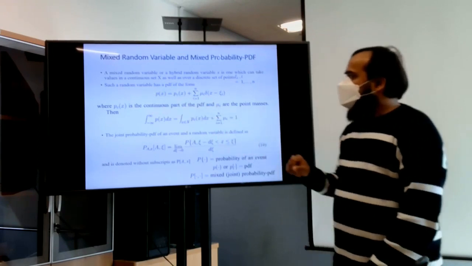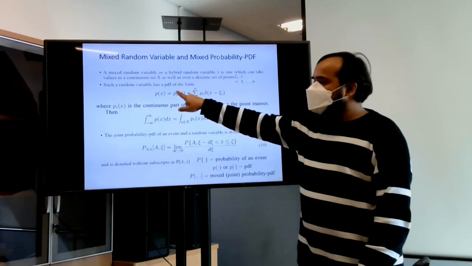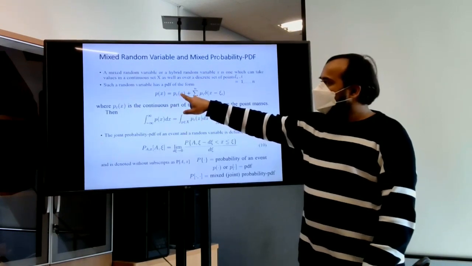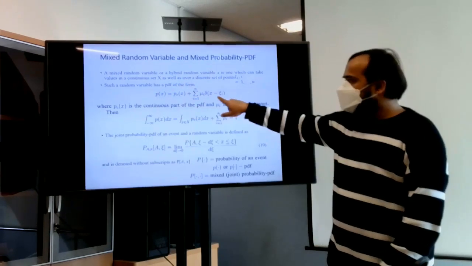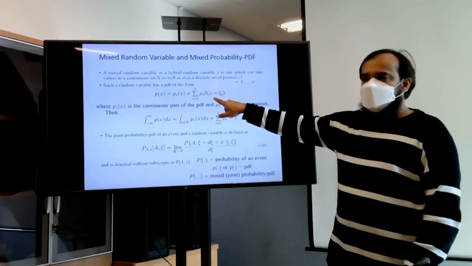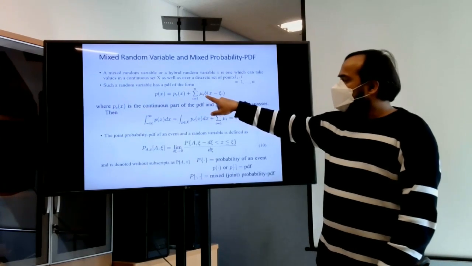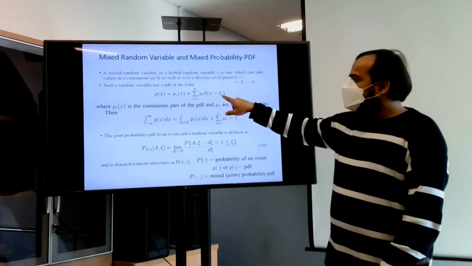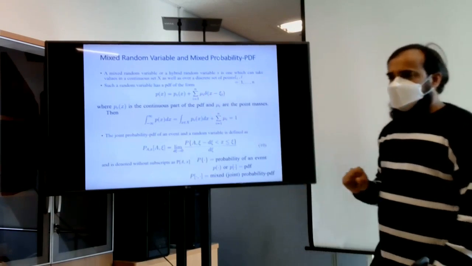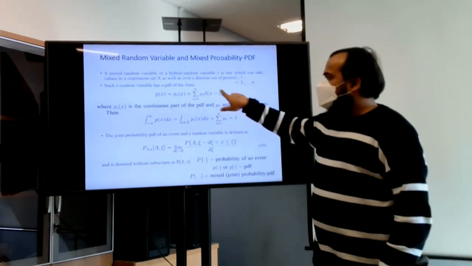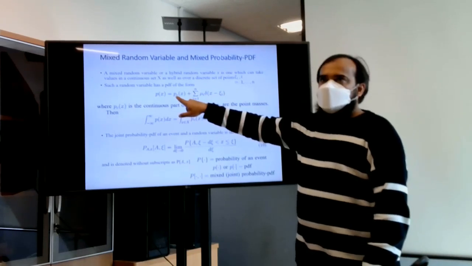Such a random variable has a PDF of the form P of x equals Pc of x. This is the continuous valued part in the sample space of x, plus this is the point mass function, or point probability, the sum of point probabilities times this function of x minus the point, which also belongs to x. So the point mass function is added to the continuous PDF of x.